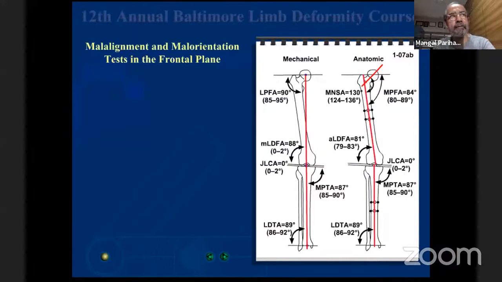All of this stuff that I have talked about doesn't need to be memorized. This kind of card or graphic is available very easily on Google. You can just download one and keep it for reference. Once you use these numbers 3-4 times, you will know them almost by heart, whether you're doing mechanical or anatomic. The only major difference is the LDFA, which is 88 mechanical and 81 anatomic. MPTA is 85 in both, LDTA is 89. All these angles approach 90 degrees, which tells you that the joint lines are parallel to the mechanical axis.